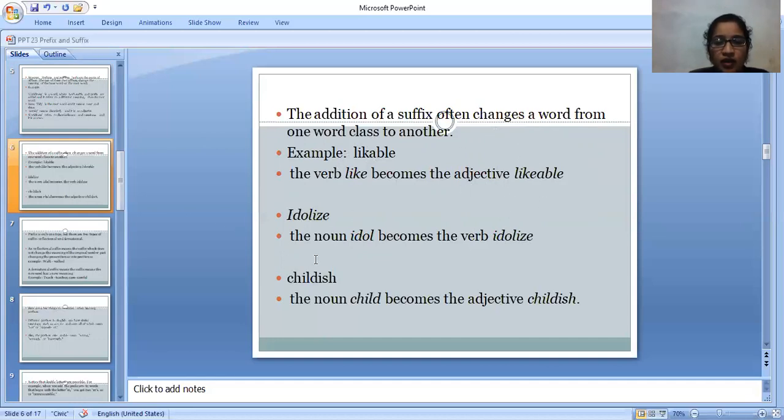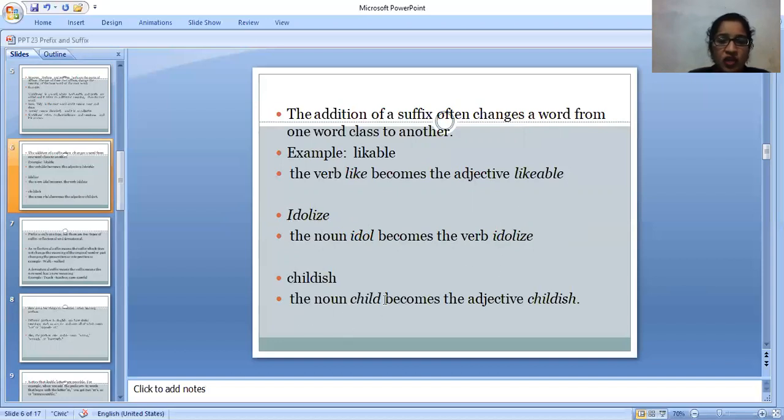In the same way here, if you take the root word idol, and if you add the suffix, this is a noun, right? So idol is a noun, right? And if you add the suffix ize, then what's the word you will see here? Idolize, and the form is verb. So here the addition of the suffix "ize" has changed the form from noun to a verb.